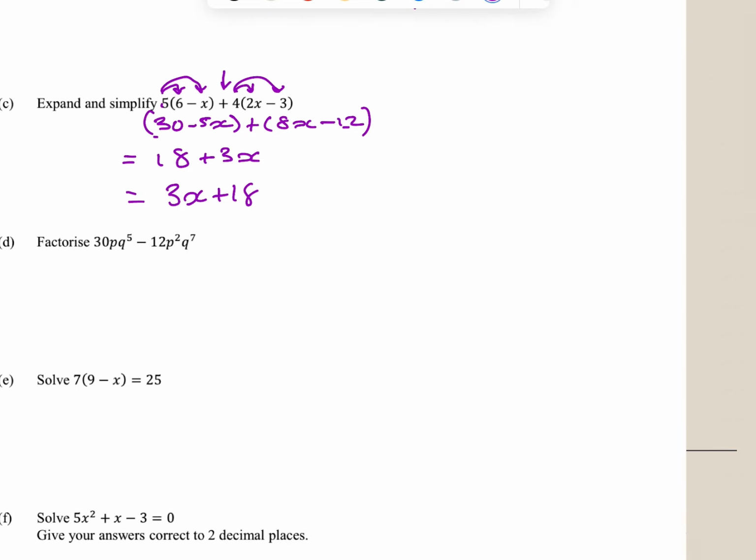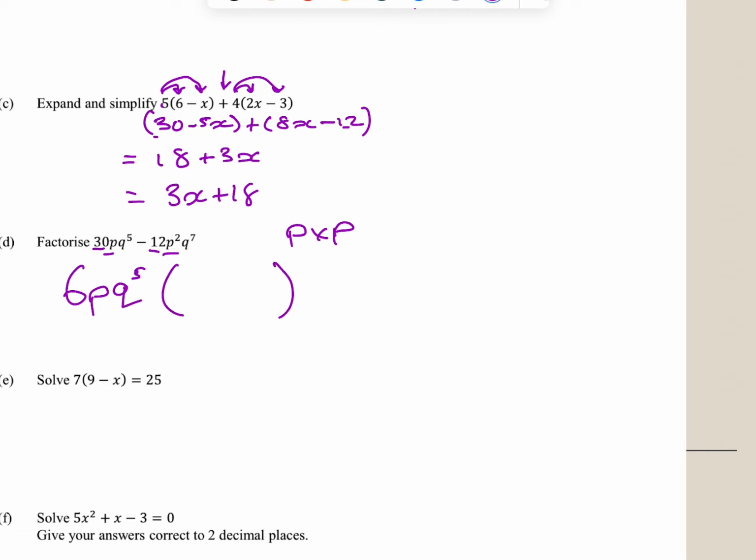Right, factorize, we want the bracket back. So we are looking for the highest common factor first of 30 and 12. In this case, it is 6. Then we go and check the letters out. The first one has p, the second one has p squared, which means p times p. So they only have 1 p in common. And then they have q to the power of 5 and then q to the power of 7. So that means they only have q to the 5 in common.